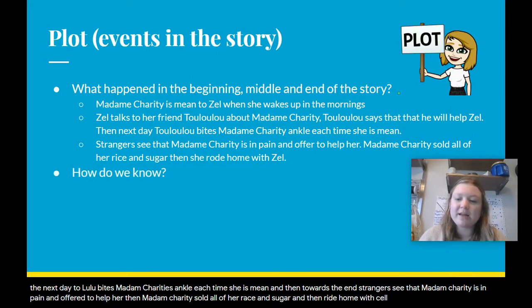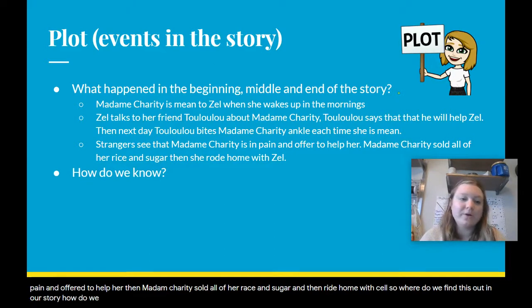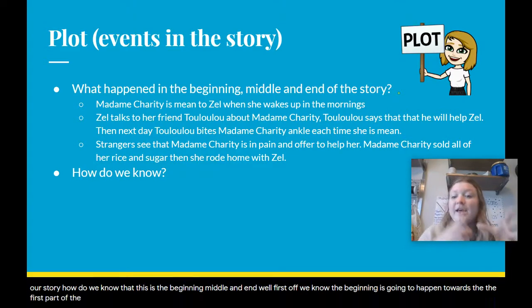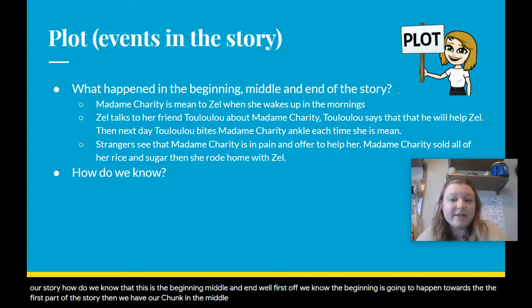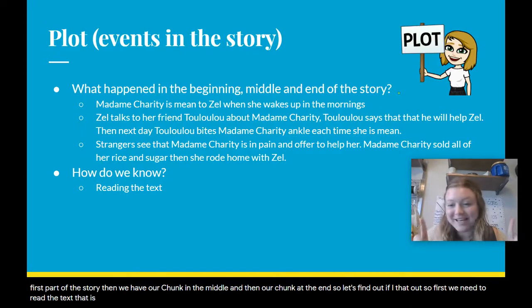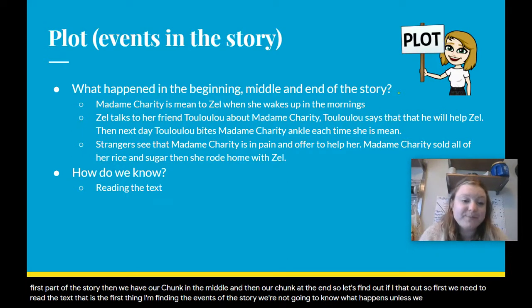So where do we find this out in our story? How do we know that this is the beginning, middle, and end? Well, first off, we know that the beginning is going to happen towards the first part of the story. Then we have our chunk in the middle, and then our chunk at the end. So let's try that out. First, we need to read the text. That is the first thing in finding the events of the story. We're not going to know what happens unless we read.